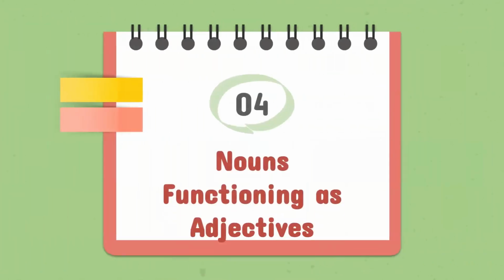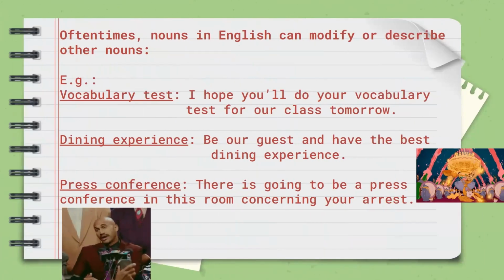Now for number 4, nouns functioning as adjectives. This can happen when you have two nouns beside each other in one sentence and one of them functions as a modifier for the other noun. For example, the second sentence, be our guest and have the best dining experience. Dining and experience are two nouns, but in this sentence, dining modifies the noun experience.